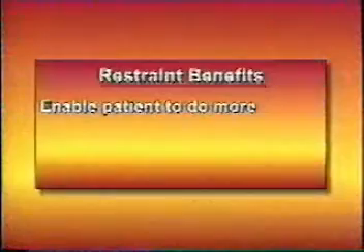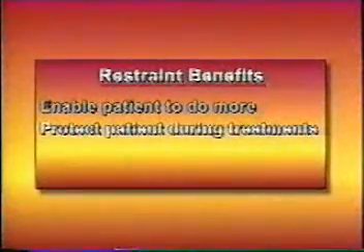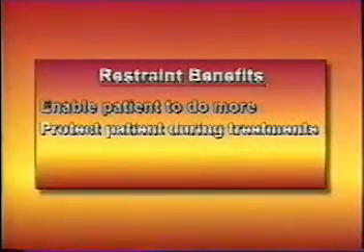What are some benefits of using restraints? Well, it may enable a patient to do more for themselves. For example, a bed rail may allow a partially paralyzed patient to turn over on their own. May protect the patient during treatments. For example, a patient may need an antibiotic or other medication given intravenously for a very serious condition. A patient that pulls out an intravenous line or other tubes may need to be restrained so that they can receive the treatment that they need.